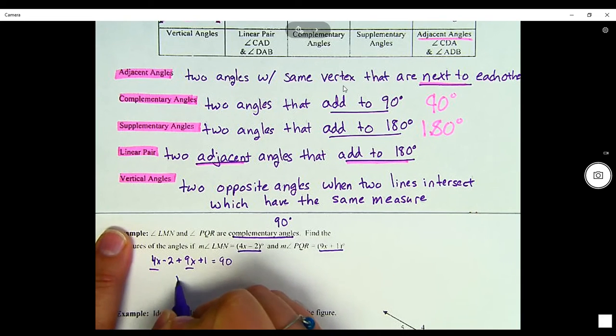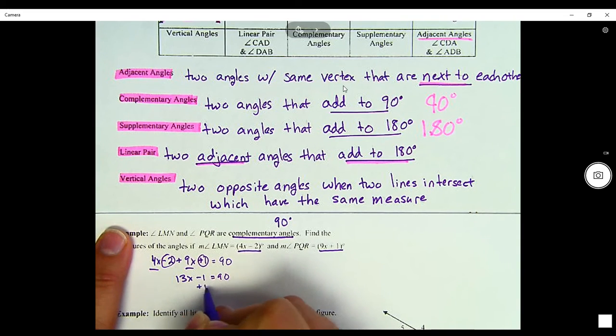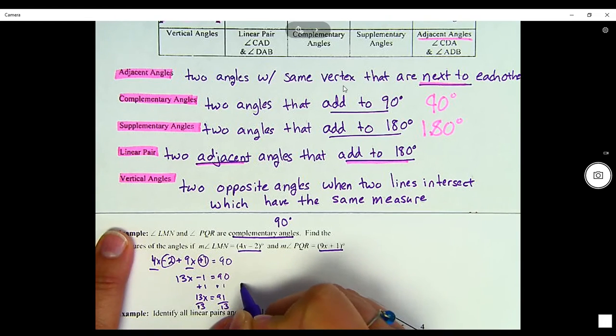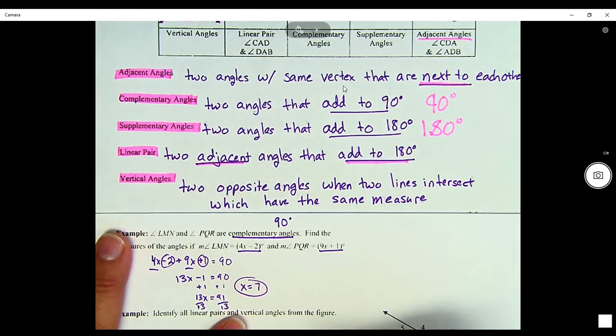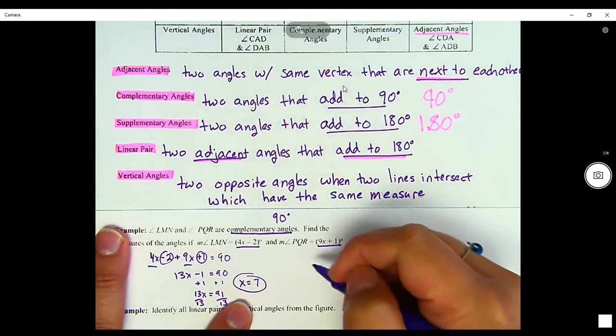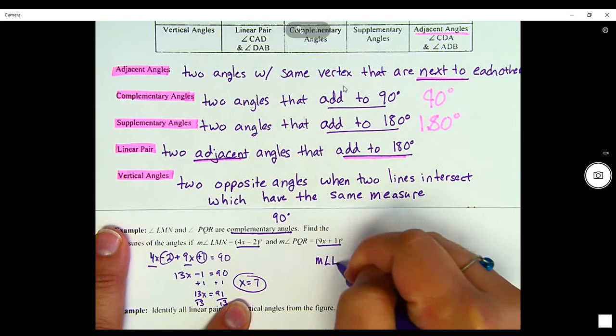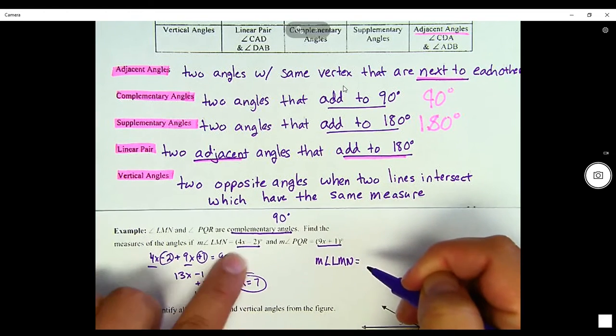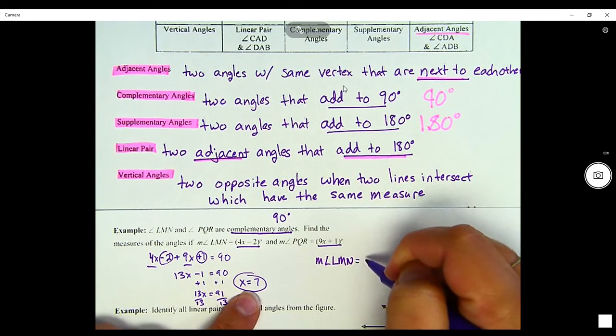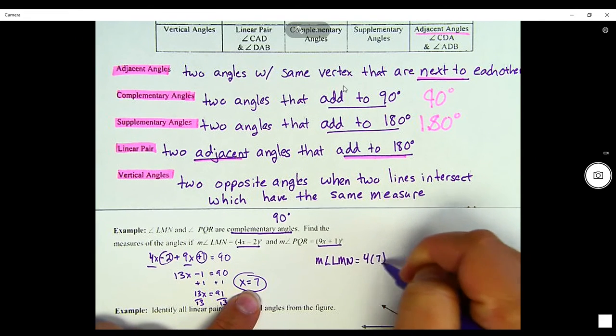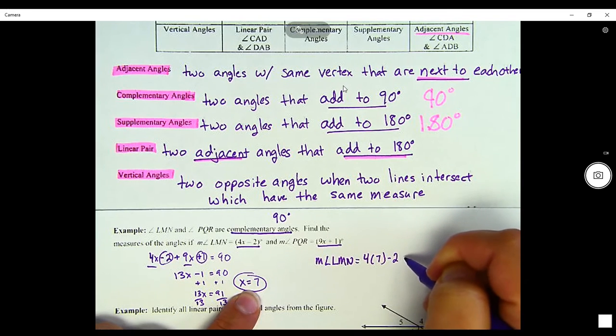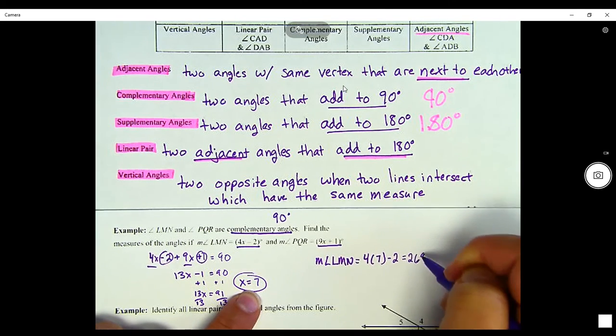Combine like terms, 13x minus 1 equals 90. Add 1 to both sides. 13x equals 91. Divide both sides by 13. And x equals 7. All right, I always love when you get to x, but you're not done yet, right? You need to substitute those things back in. So for us, the measure of angle LMN was 4x minus 2. But now that we know x, we can substitute it. So 4 times 7 minus 2. 4 times 7 is 28, minus 2 is 26 degrees.